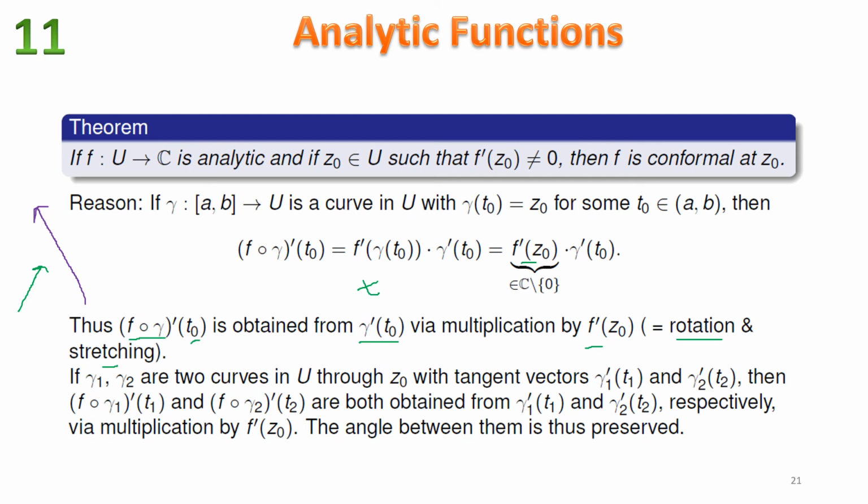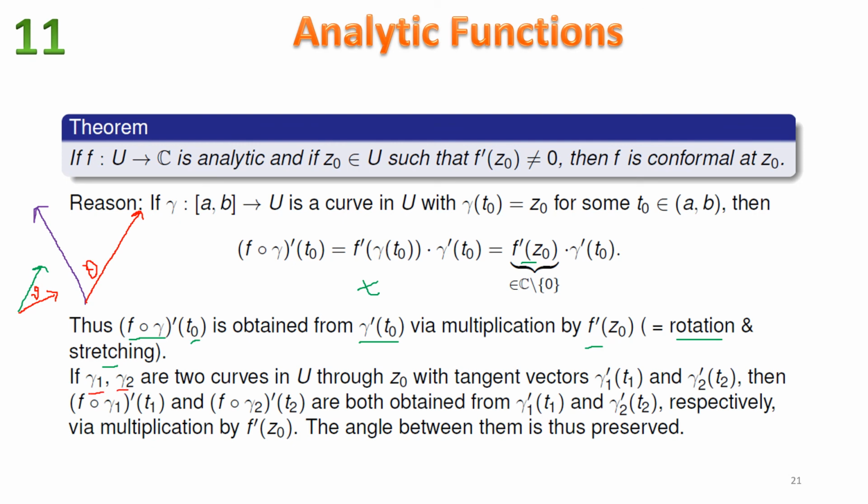Then let us have the same theory for another vector or curve, gamma 2. Then this is also rotated in a similar fashion and stretched. So actually we are rotating a pair of vectors in the same fashion so that the angle between them is preserved. That is the crux of it. So here we have stated the same thing.